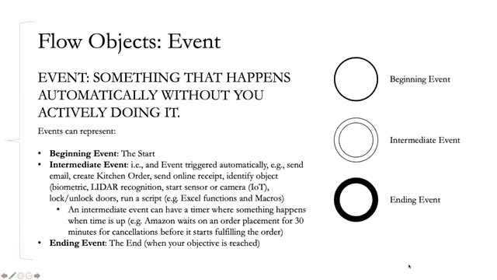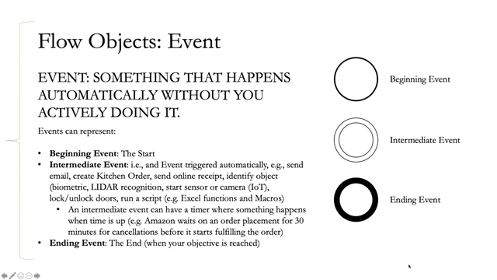Now, I'll just go full screen. Now we start talking about all these different pieces, these different elements and notations. The first one is called an event. So what exactly is an event? An event is something that happens automatically without you actively doing it, right? Something that happens, but it's no longer under your control.